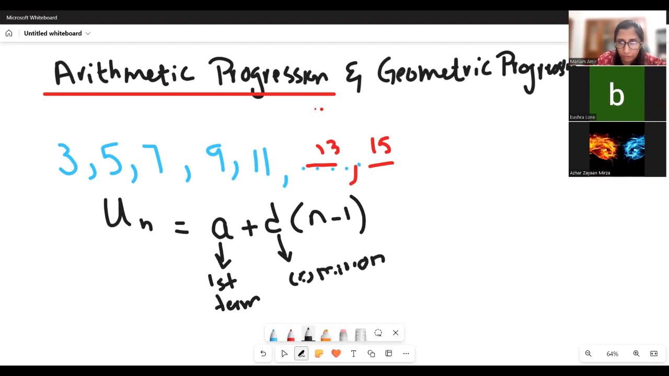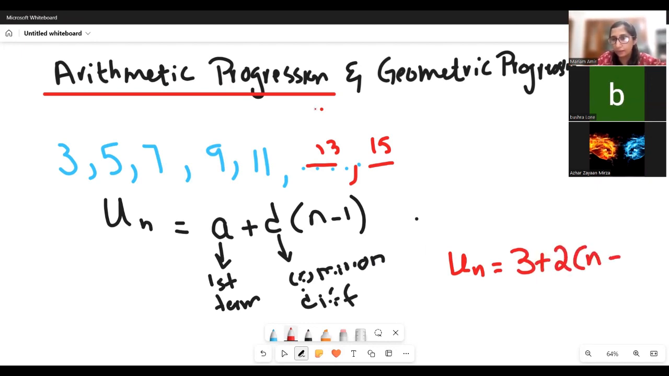I don't know why it's not letting me write. I'm trying to write common difference here. Okay, that's common difference. So let's find the nth term formula for this. Un is going to be A, which is 3 in this question, plus D, the common difference, which is 2, times n minus 1. So that's the formula for the nth term for an arithmetic progression.